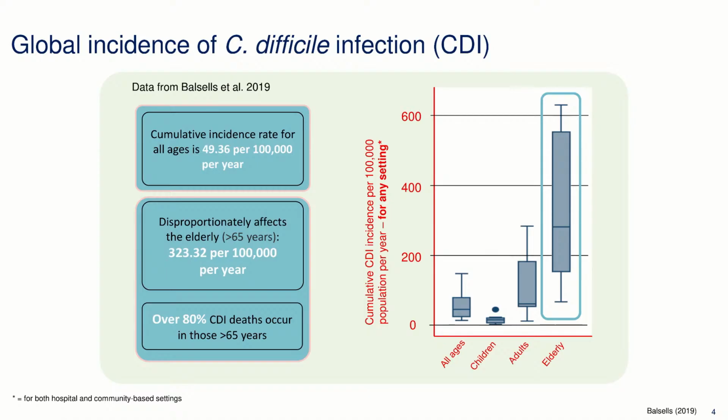So you're probably all very familiar with C. diff infection. Here are some figures for the global incidence, and it's estimated that around 50 per 100,000 cases are seen every year. What's very clear from the figure on the right-hand side is that this is primarily a disease of older people, particularly those over the age of 65 years, whom it disproportionately affects. In that age group, the incidence is 323 per 100,000 per year. Similar to the incidence, mortality is also disproportionately suffered by this age group, with over 80% of deaths occurring in those over the age of 65 years.